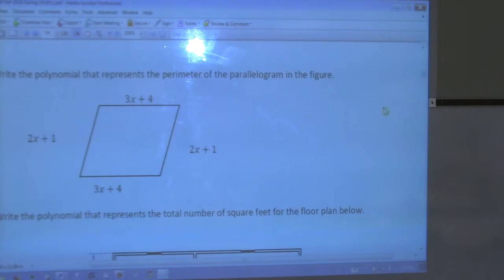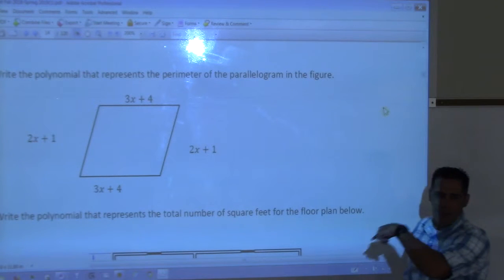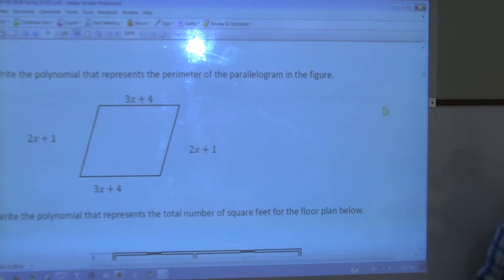What about this one? The perimeter of this? Same thing, right? Just add them all up all the way around. Collect your like terms and you're done.